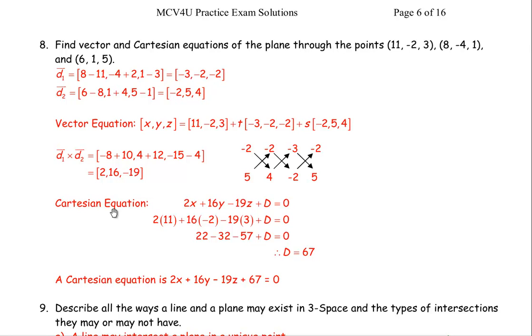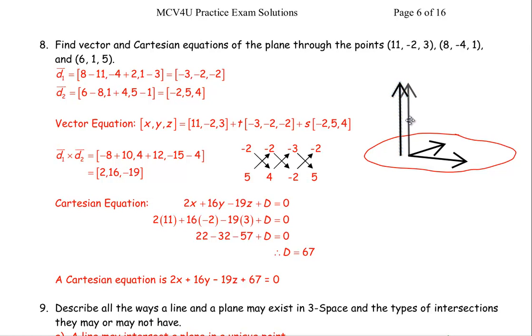Now, to get the Cartesian equation, you need the normal. The plane kind of looks like this. So let's say that's the plane, and let's say this is the D1 vector, and this is the D2 vector. So there are the 2 vectors in the plane. In order to get the normal to the plane, you need a vector perpendicular to both of those. So that's why we use the cross product: a normal vector would be the cross product of those 2. So that's why I take the cross product of D1 and D2 to get that normal vector.